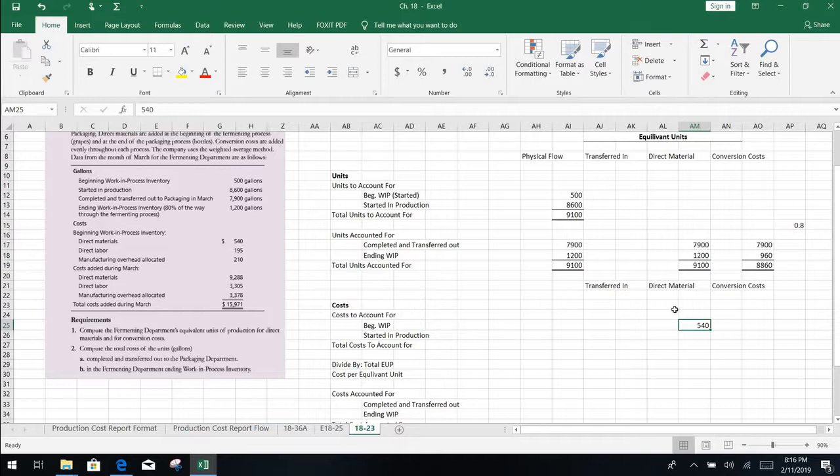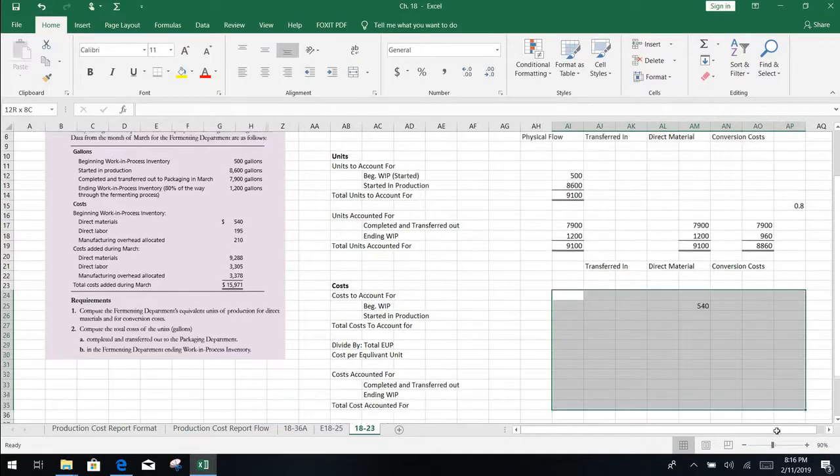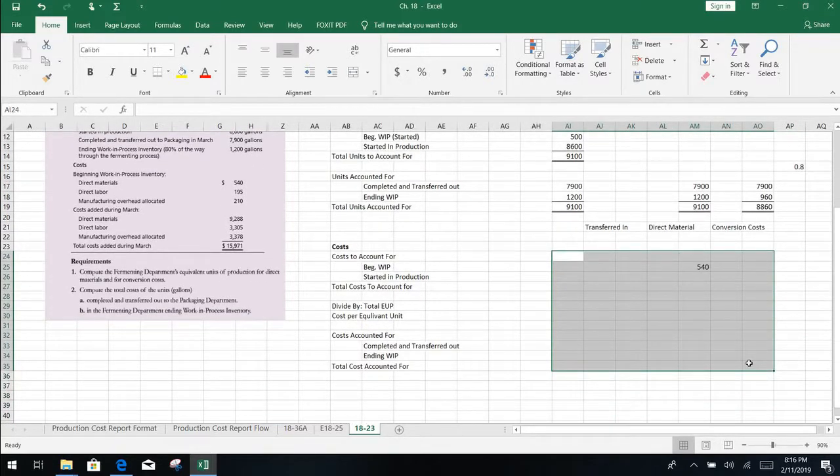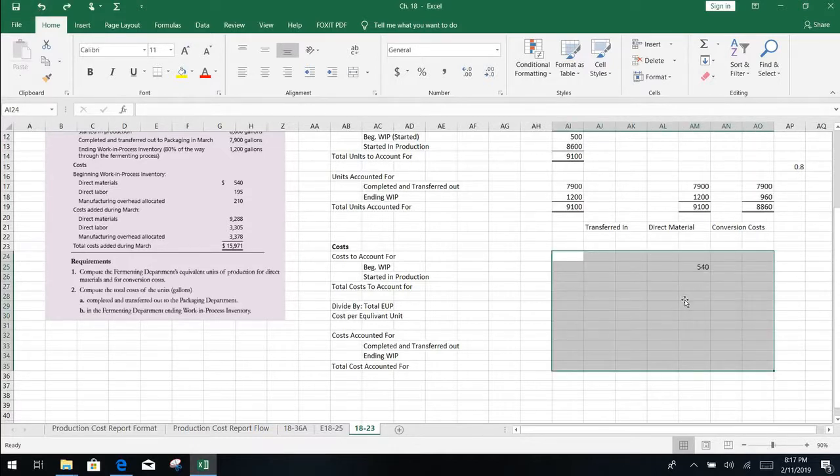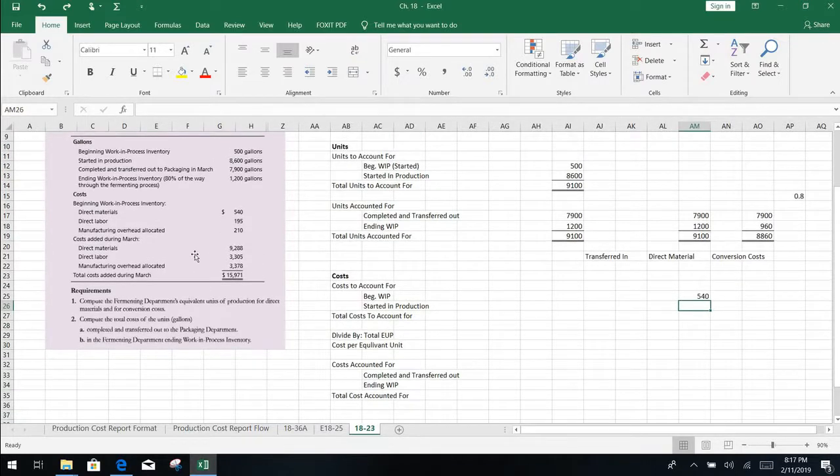And for the cost, we're dealing with dollars. And just to remind myself, I'm going to format all of this in the accounting format so that, let's go back. Okay, so let's go in here. 540. I tell you what, I'm gonna just enter them as values and then I'll format them after. Okay, started in production.